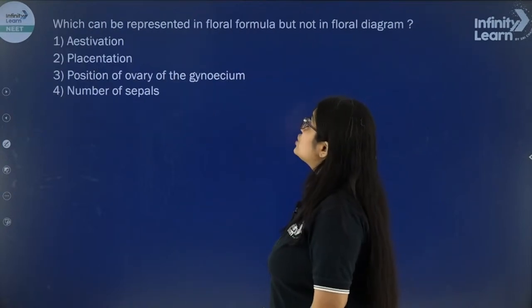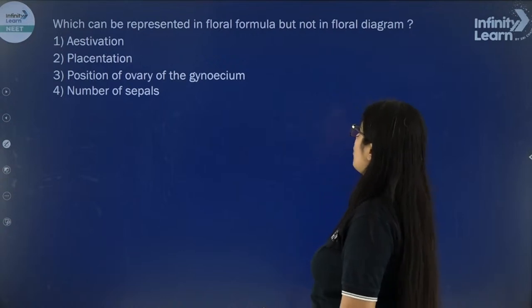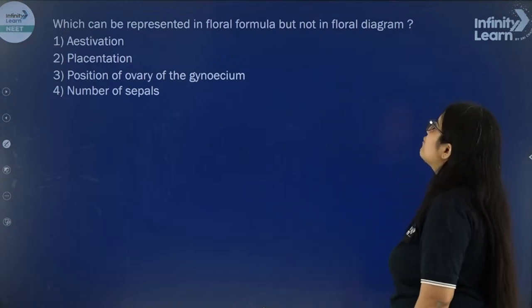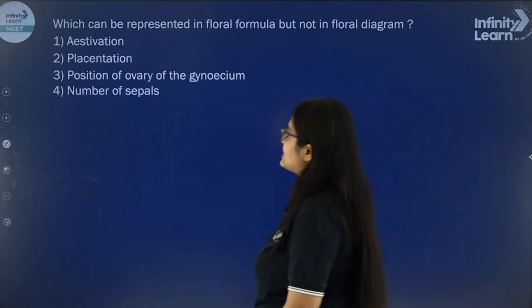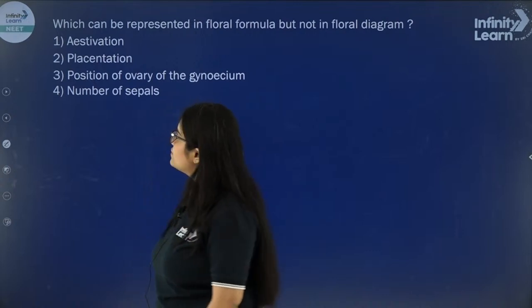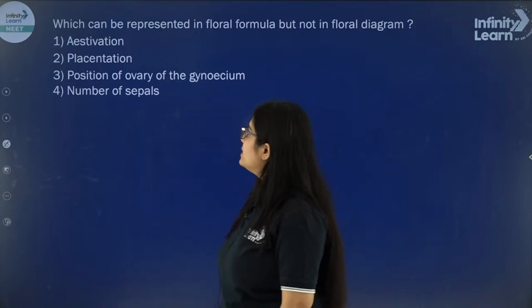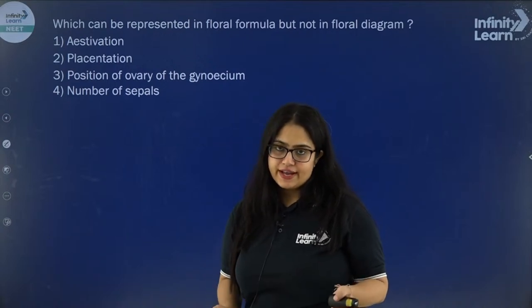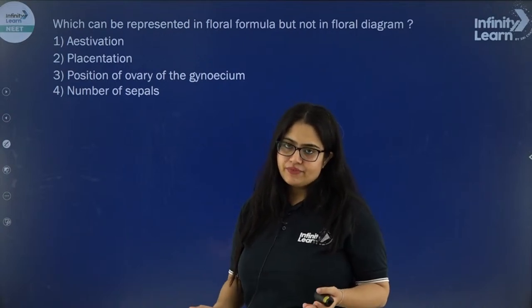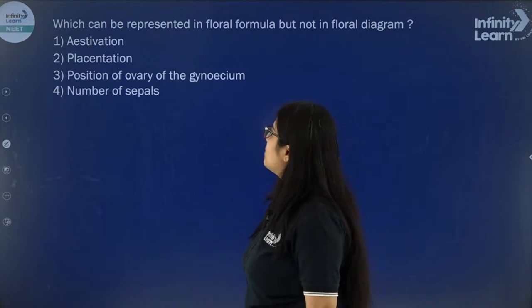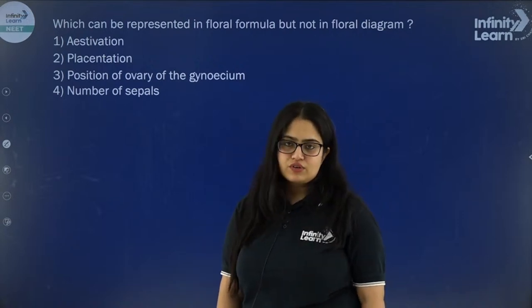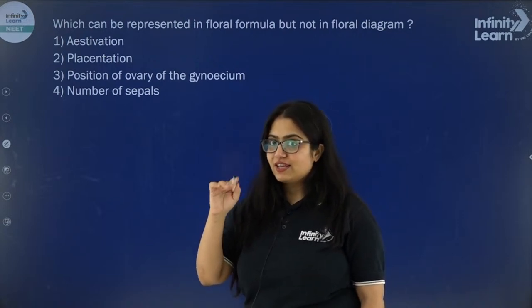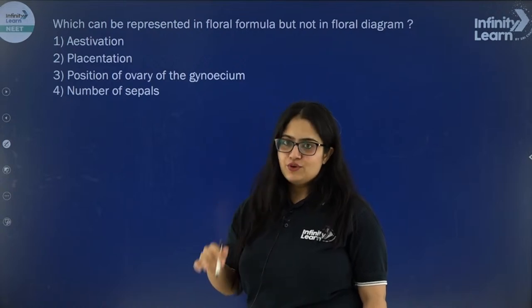Next question: which can be represented in a floral formula but not in a floral diagram? Let's check out aestivation. Yes, perfectly, aestivation. You can definitely see, my dear students, whether it is of what type: valvate, twisted, imbricate, vexillary. This we can easily see. Placentation can also be seen. If you notice, in the family Liliaceae you find three ovaries, fused.